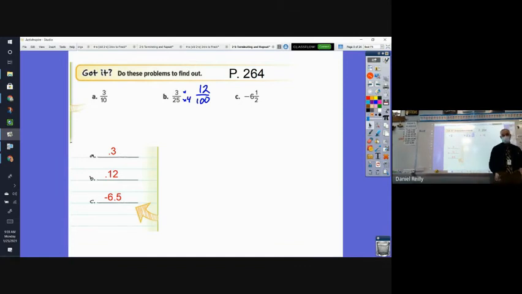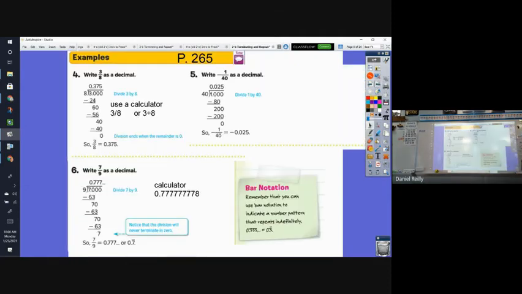I don't expect you to do that without a calculator. I wouldn't ask you to do that. It's not that important to be able to do, okay? But what is important is to be able to do all these types of problems with a calculator, converting a fraction to a decimal. So that's where we're going to go next. The book continues to say you don't have a calculator.